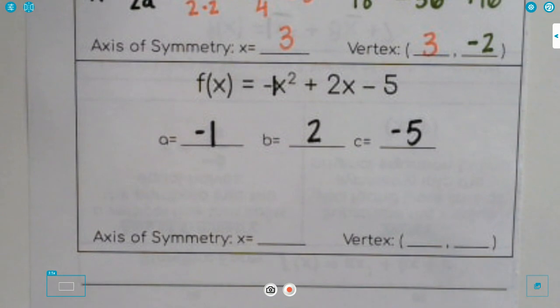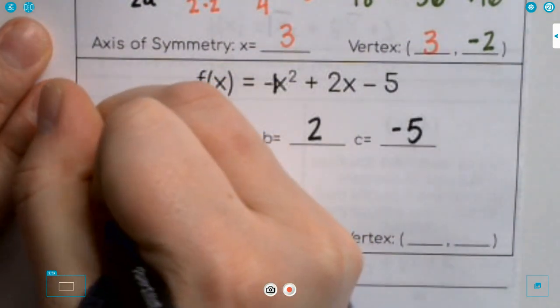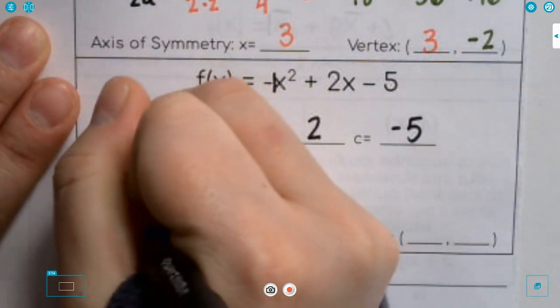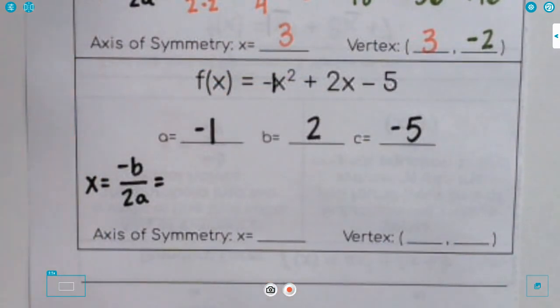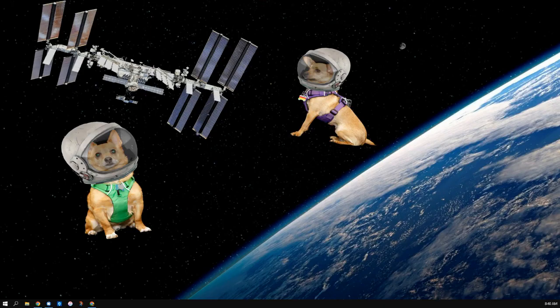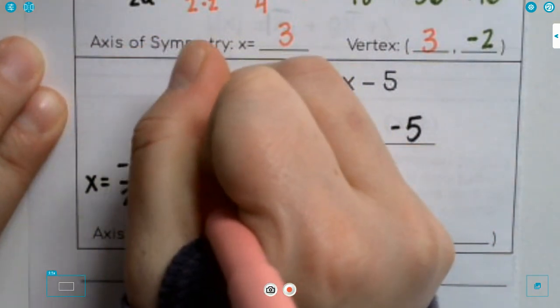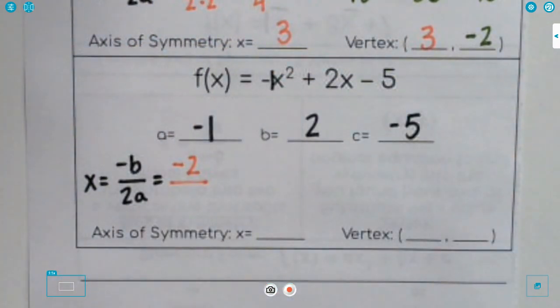Okay, so same formula as always. I write it down every time. You don't need to write it down every time. X equals negative b over 2a. So in this problem, my b value is 2. So on top of my fraction, I'll have negative and my b value, which is 2. And then on the bottom of my fraction, I'll have 2a. So I'll be 2 times negative 1.